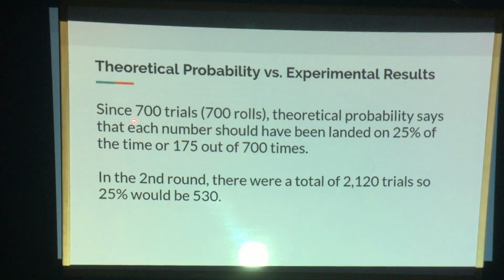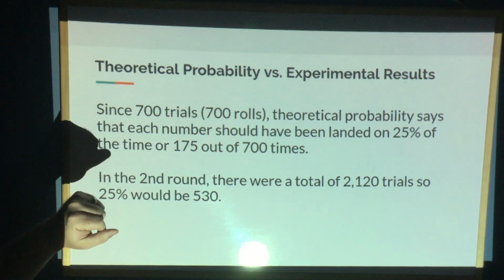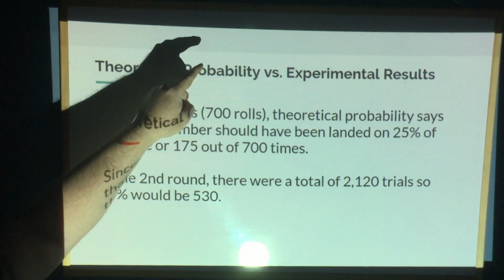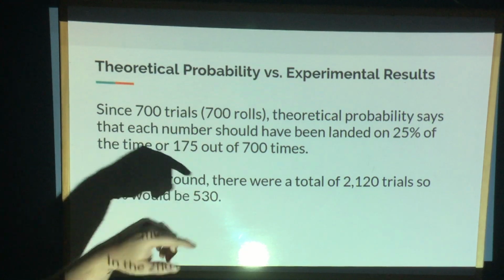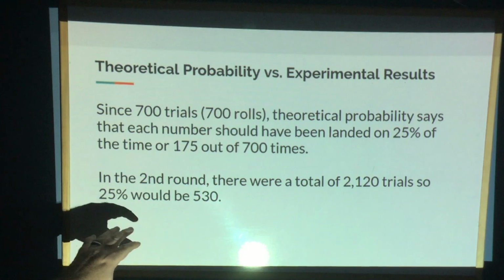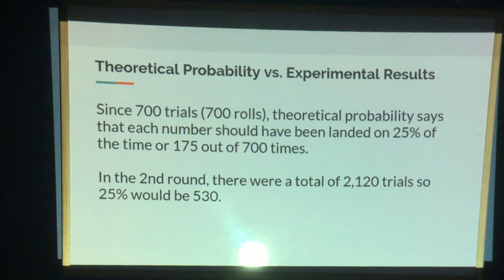All right, so 700 trials that first time. 25% of that would be 175. So we would expect to have a chart with the result of 1 was 175 times. The result of a 2 was 175 times. Now, of course, it didn't do that. In the second round, since 212 people did it, that means we have 2,120 trials. So 25% of that would be 530.